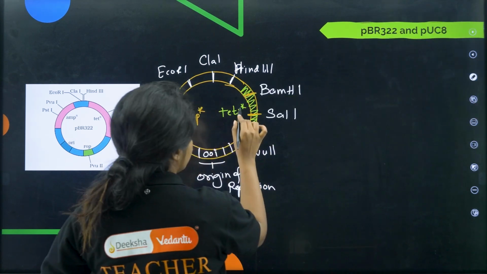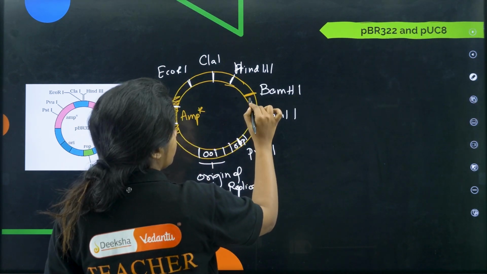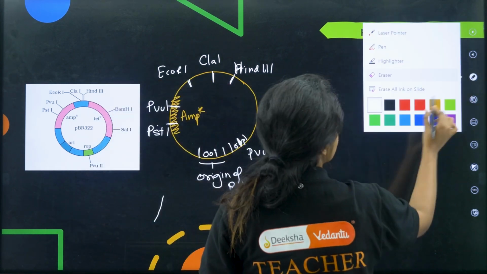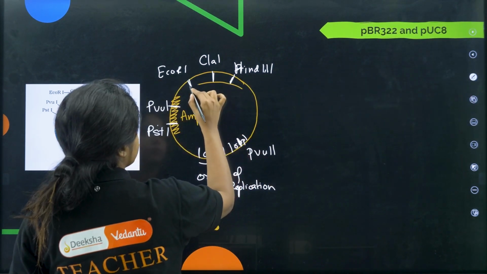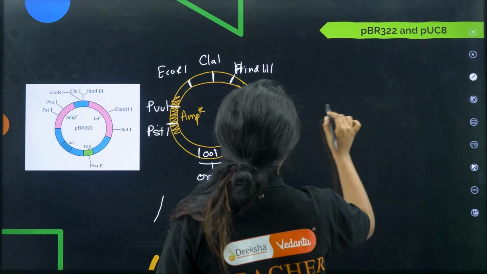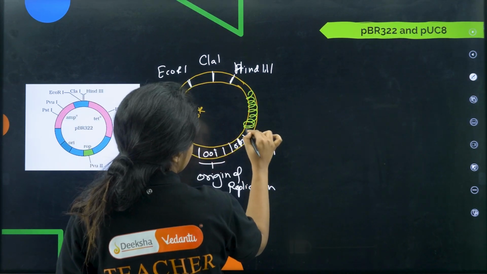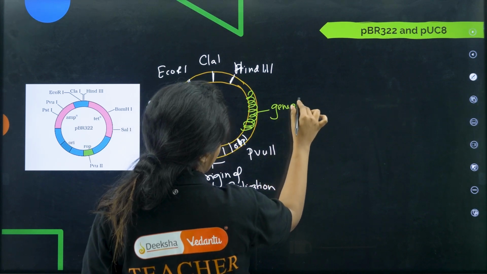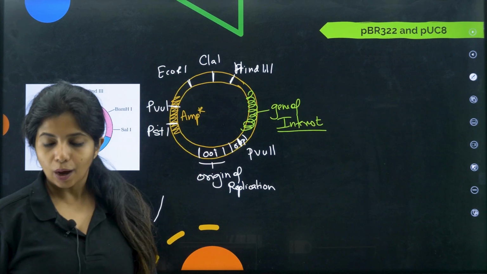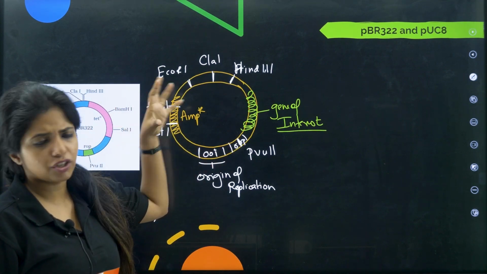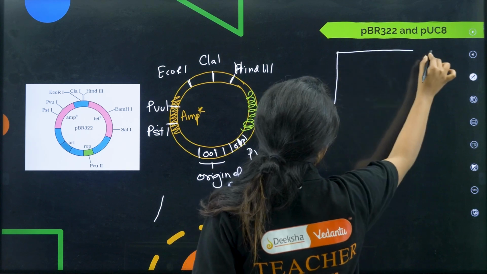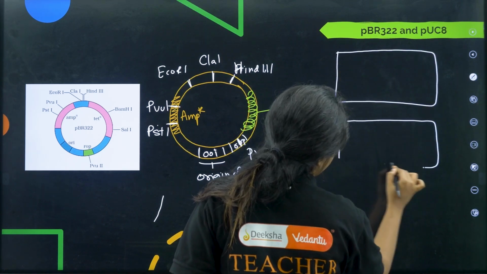So instead of tetracycline resistance, what am I having, children? I have put my gene of interest over here. Now I am going to do heat shock treatment and put it in a host. So there are three possibilities of hosts that I will be getting.